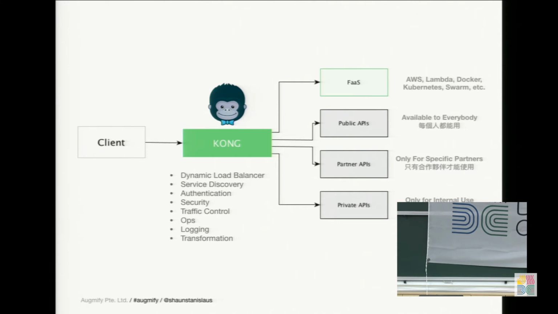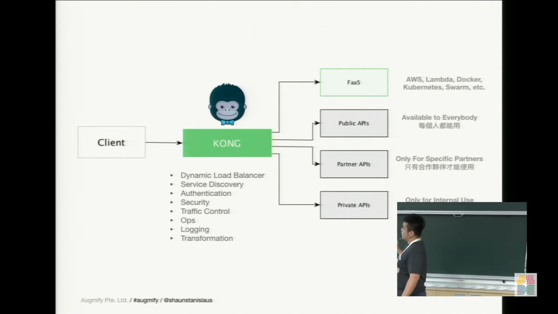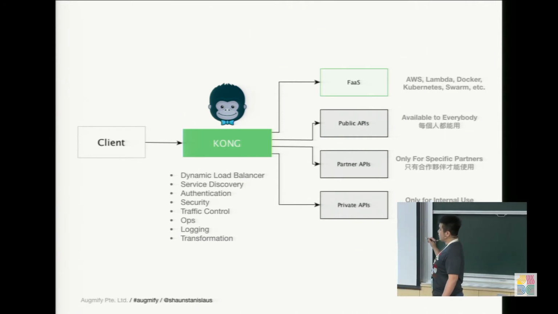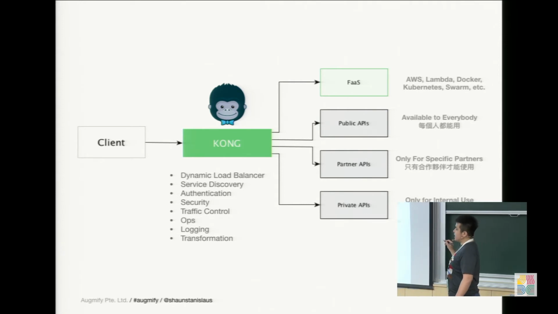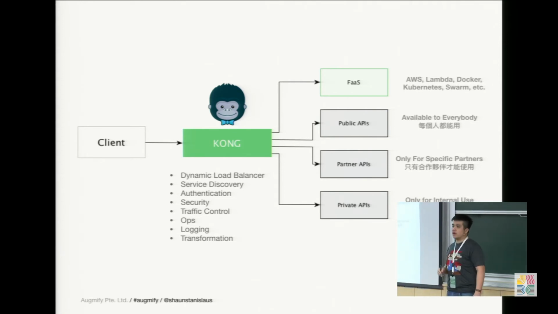So Kong itself has a dynamic load balancer. It has service discovery, authentication, security, traffic control, and then logging as well, transformation, and you can do your ops as well. You can control everything all over here. Basically, what DevOps would do is log into Kong, managing everything from the Kong API. So Kong API is actually very easy to set up. You can go to Kong, Mashape, look up Kong, and then you can straight away brew install. If most of you are using Mac, you can just download it and then run it and start.